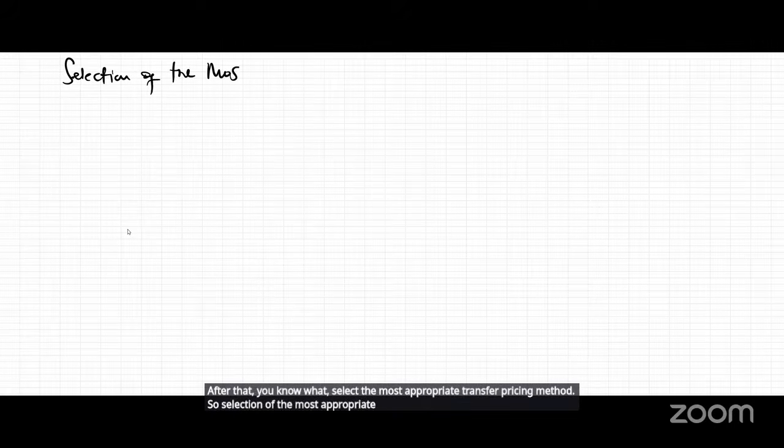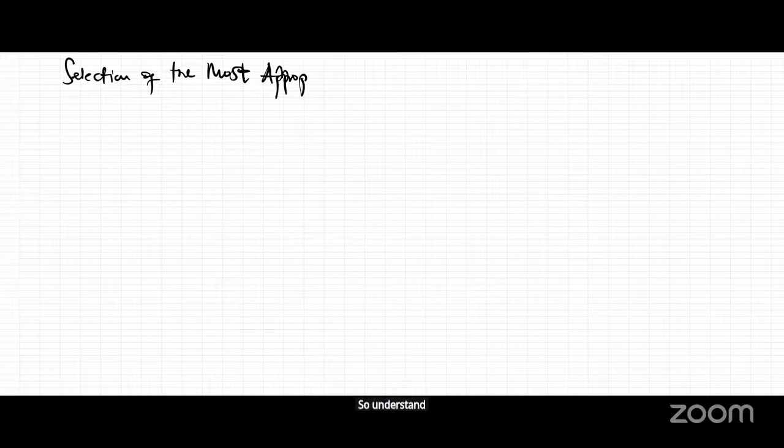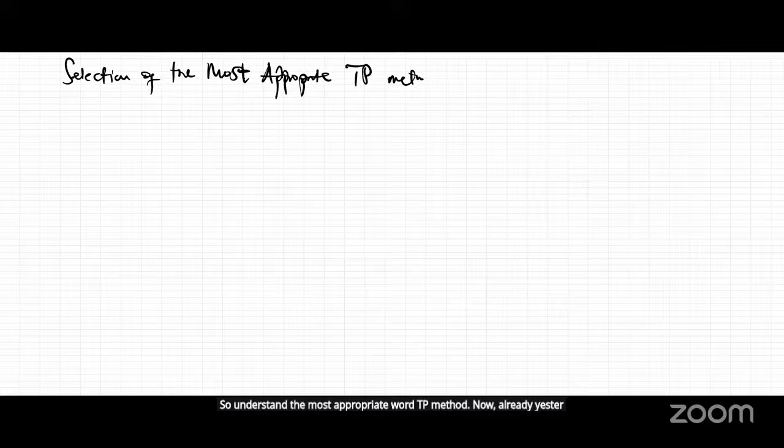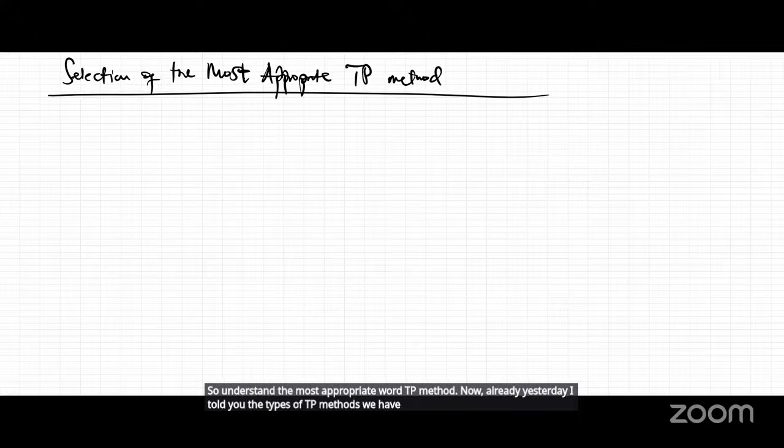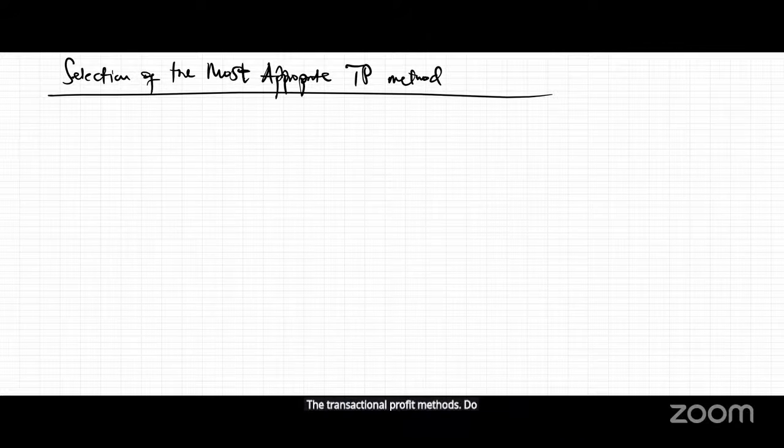So I'll use this to teach you the transfer pricing methods. Do you understand? So understand the most appropriate TP method. Now, already yesterday I told you the types of TP methods we have: the traditional methods, and then the transactional profit methods. Do you remember? Yes, please. So let's look at the method and when to use it.